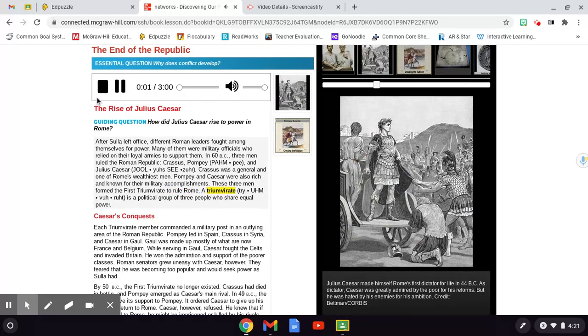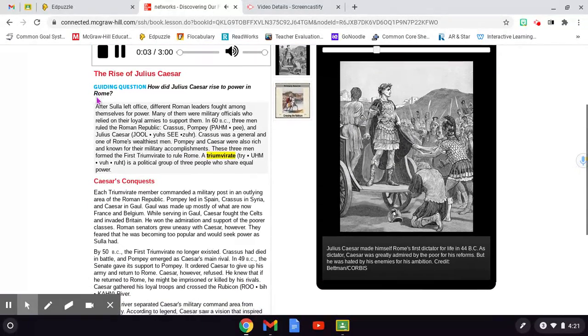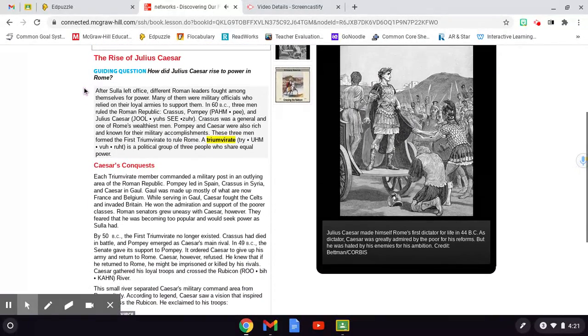The rise of Julius Caesar. Guiding question: How did Julius Caesar rise to power in Rome? After Sulla left office, different Roman leaders fought among themselves for power. Many of them were military officials who relied on their loyal armies to support them.